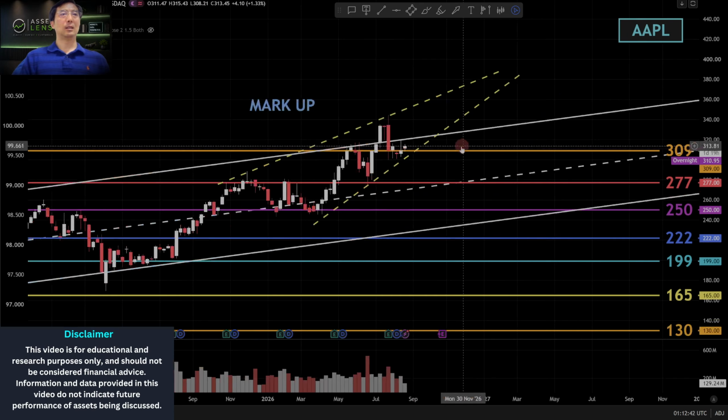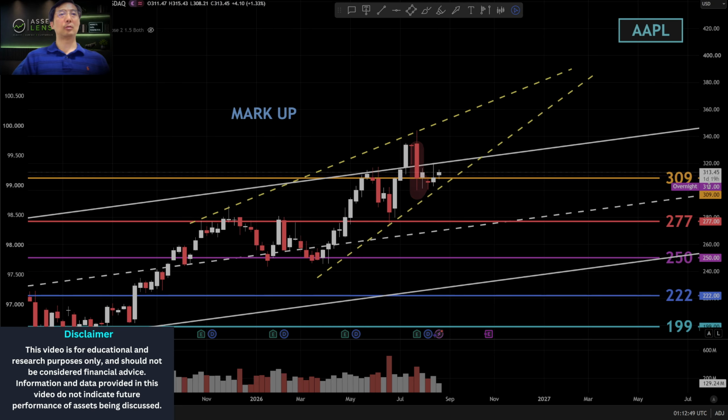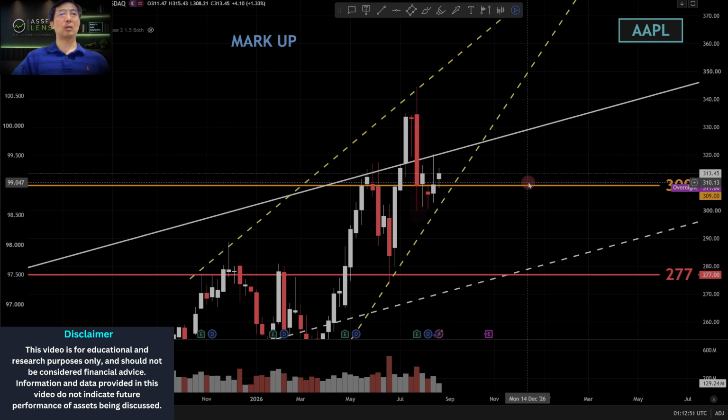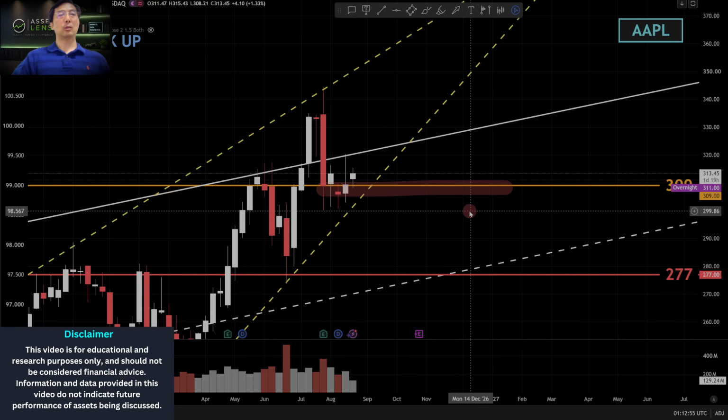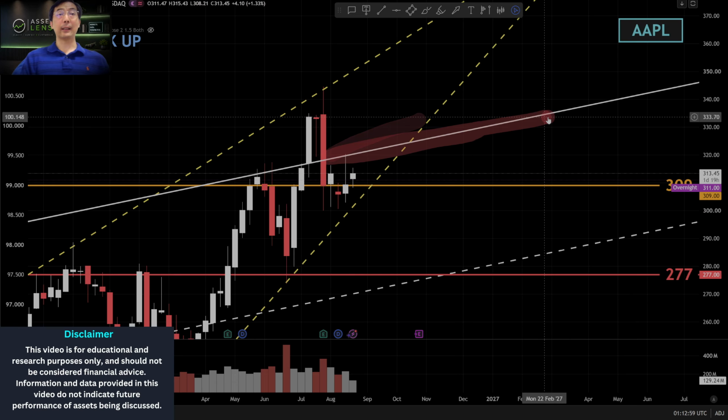And indeed, just after 2 weeks, the price got pushed back down to the orange key level of 309, which is also the current major support level in the weekly time frame. So the key resistance remains the channel ceiling. Remember, this is education content only, not financial advice.